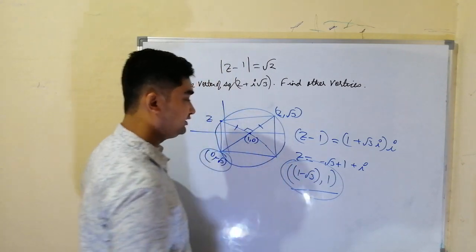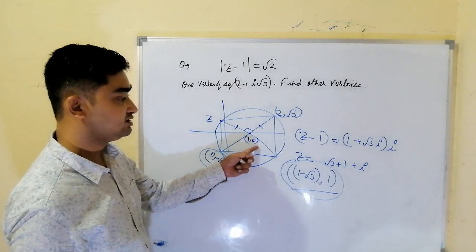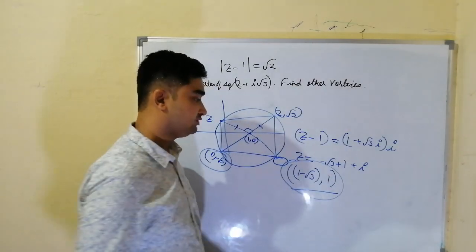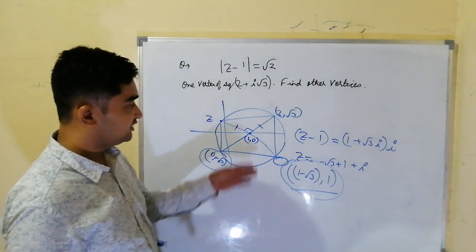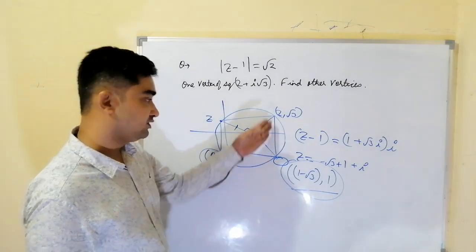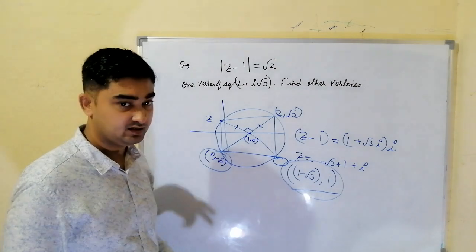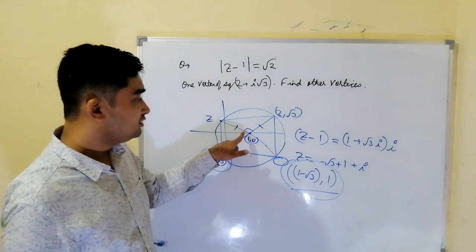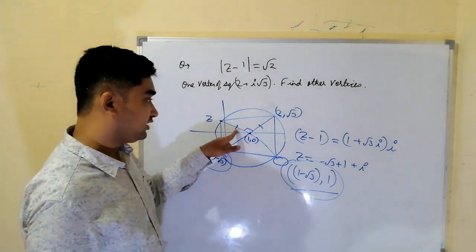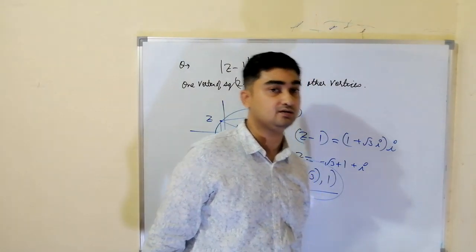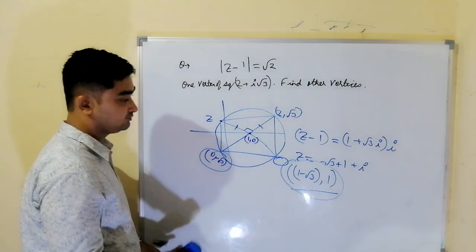Now third vertex, how to find? Midpoint is again 1 comma 0. So using this midpoint formula, again we can find the third vertex. So it is also very easy problem. Only thing, basic things we need to know, that diagonals of a square intersect at 90 degree. All of us know this, and we should know how to rotate a complex number by an angle 90 degree. We have to multiply with iota. Now we'll move to the next problem.